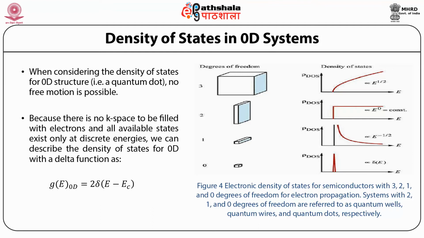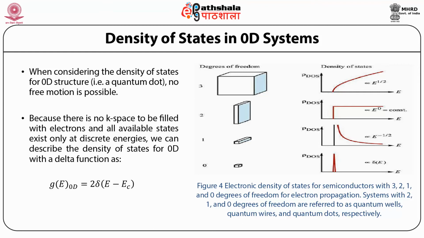This figure shows the functional dependence of the density of states on the energy of the semiconductor. So we have the electron density of states for the semiconductors having 3, 2, 1 and 0 degrees of freedom for electronic movement. Systems with 2, 1 and 0 degrees of freedom are termed as quantum wells, quantum wires and quantum dots respectively.